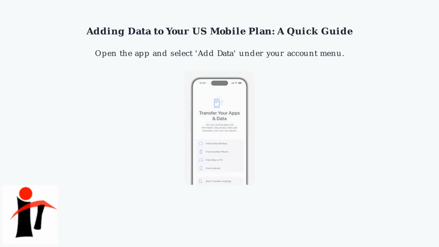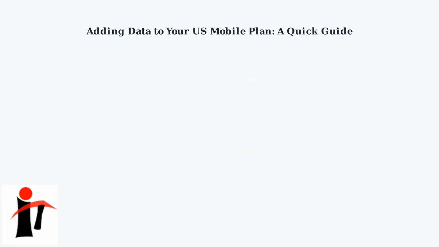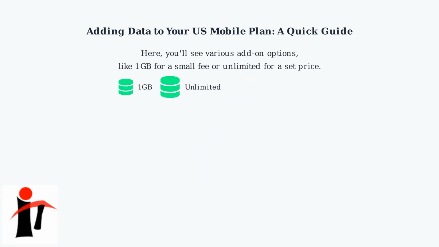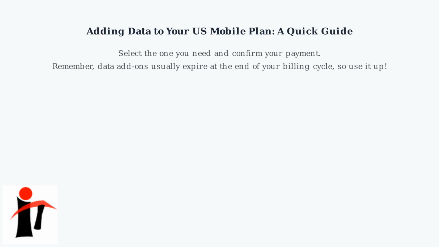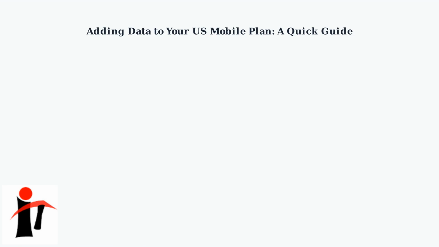Open the app and select Add Data under your account menu. Here you'll see various add-on options, like 1 GB for a small fee or unlimited for a set price. Select the one you need and confirm your payment. Remember, data add-ons usually expire at the end of your billing cycle, so use it up.